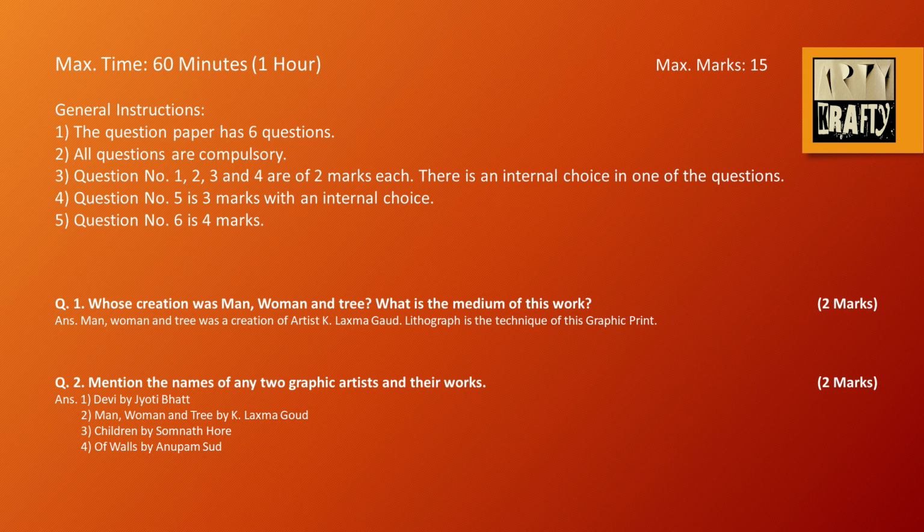Question number 1 is, whose creation was Man, Woman and Tree? What is the medium of this work? The answer is, Man, Woman and Tree was a creation of artist K. Laxma Goud. Lithograph is the technique of this graphic print.